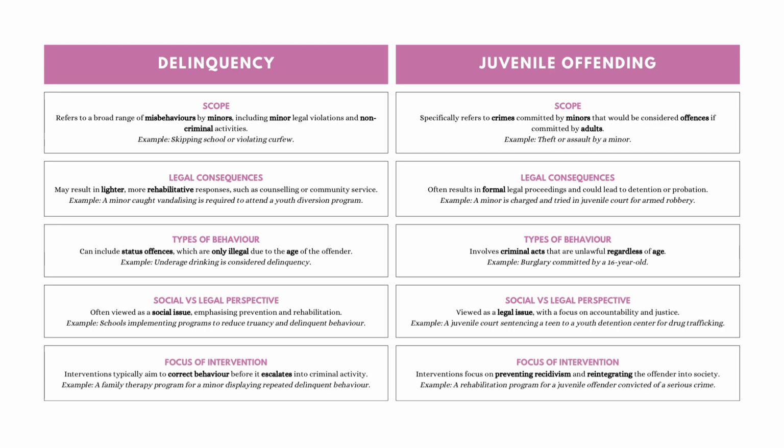For delinquency, interventions typically aim to correct behavior before it escalates into criminal activity. For example, a family therapy program for a minor displaying repeated delinquent behavior. For juvenile offending, interventions focus on preventing recidivism and reintegrating the offender into society. For example, a rehabilitation program for a juvenile offender convicted of a serious crime.